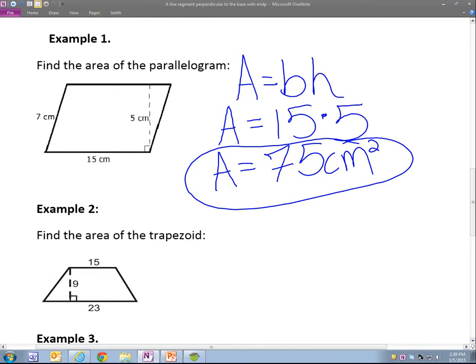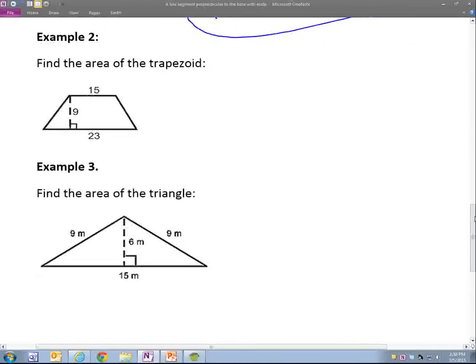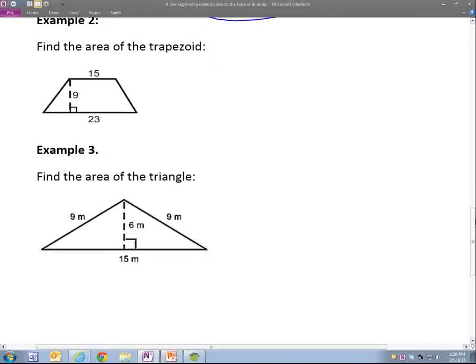Thank you. So it's 75 centimeters squared, not just 75, not just centimeters, 75 centimeters squared. Now we have a trapezoid.